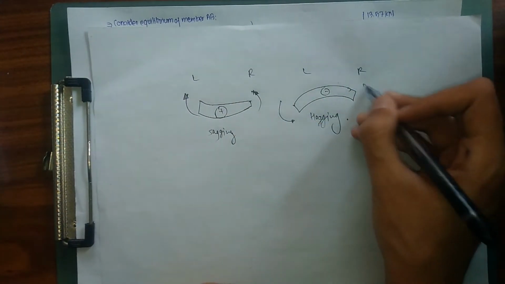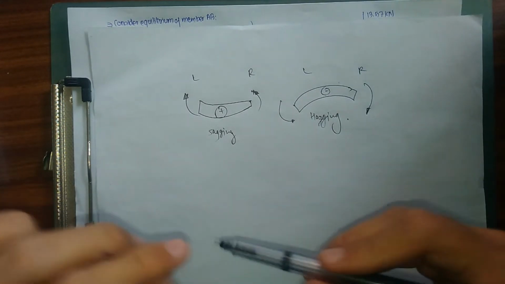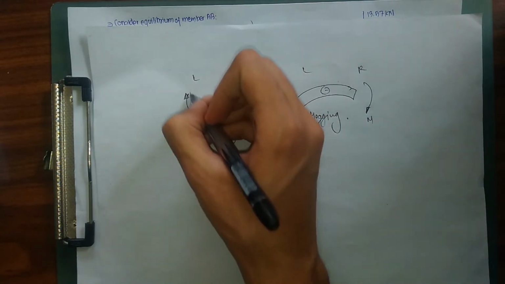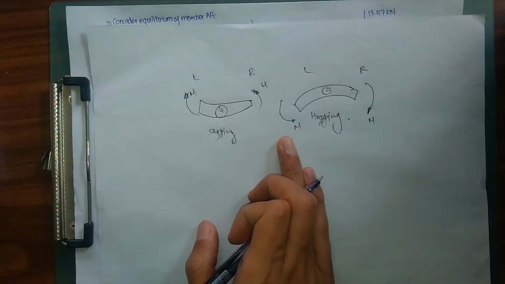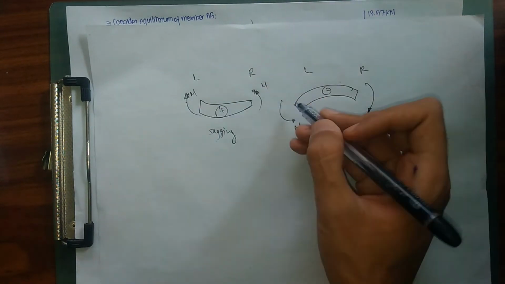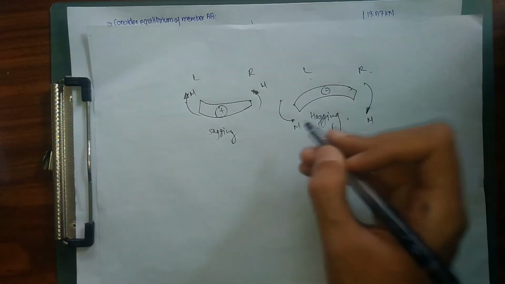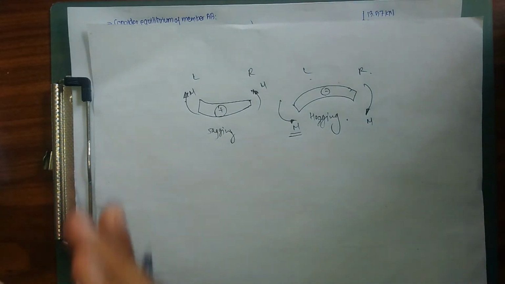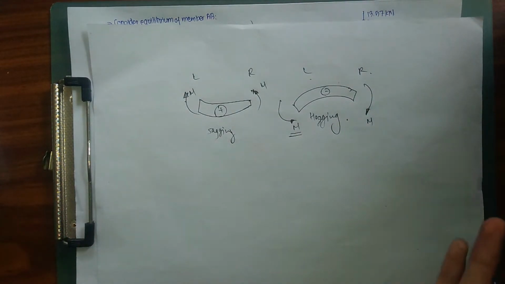For our hogging, our beam is moving downward. So while moving from left to right, for our sagging bending moment, we are going to take our clockwise movement as positive, while our anti-clockwise movement is going to be taken as negative. So this is how our sign convention works for our bending moment.